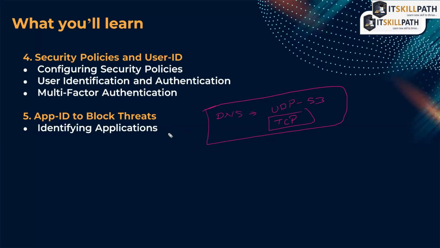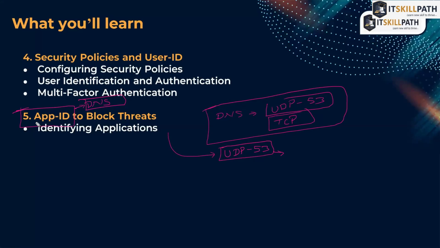Suppose we create a policy on the basis of UDP 53 for DNS. BitTorrent also uses the same port, which means by default BitTorrent will also be allowed. Since Palo Alto has the capability to identify the Application-ID, instead of using UDP 53, we can allow the DNS application itself. If someone is using UDP 53 but it's not DNS traffic, Palo Alto will block that traffic.